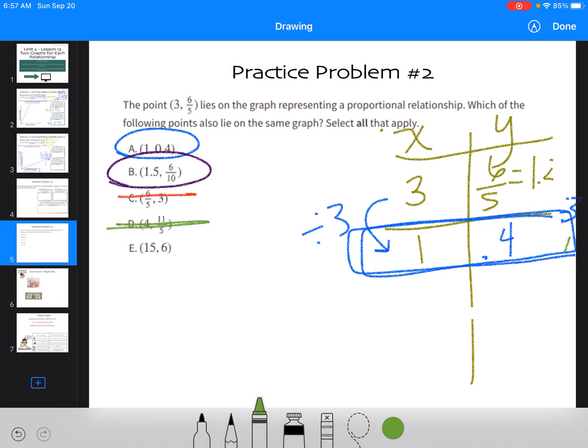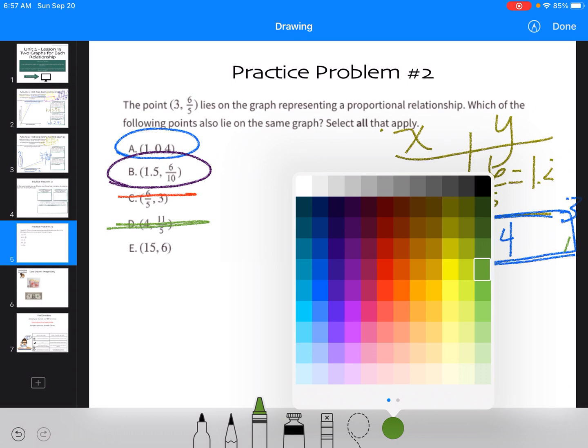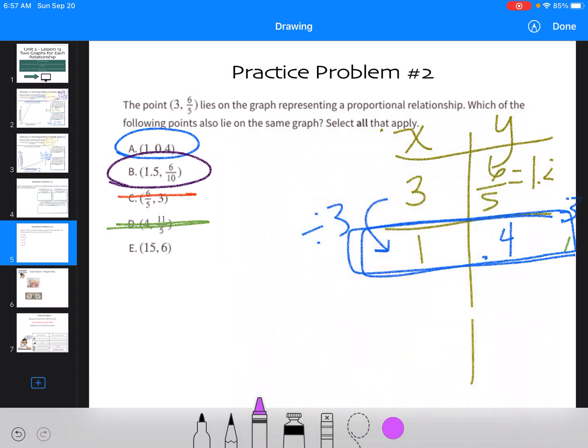Okay, and then I'm going to do my last one, switch colors one more time. So I've got 15 and 6, multiply by 15, multiply this side by 15, so 4/10 times 15. I get 6, so it does work. So A, B, and E are my answers.